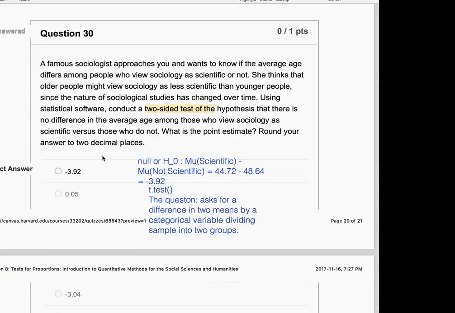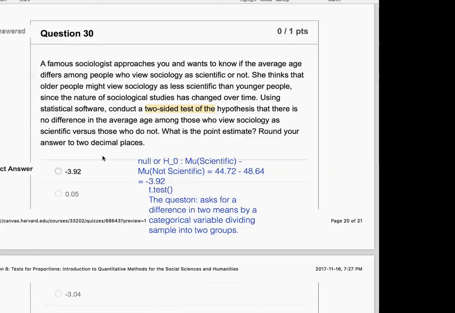Now, when I reviewed the code, and if you want to look at further extensions of this code, you can see some of the other questions that we asked that were related to this that we did not include in the actual homework assignment, which had to do with what the hypothesis would be here. How do you interpret these in terms of H naught and HA? What is the point estimate? What do you conclude at the alpha of 0.05? Just for fun, you actually conclude that there is a difference in the mean ages in the population among those who view sociology as scientific versus those who do not.